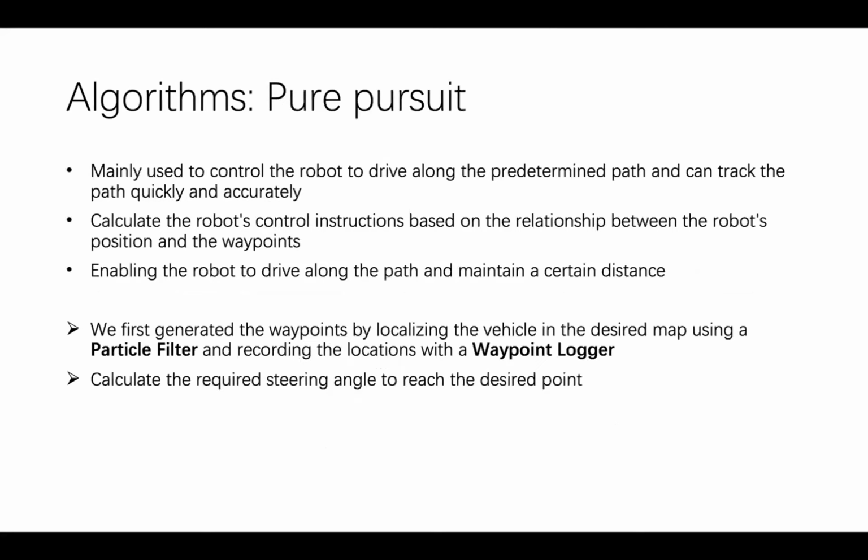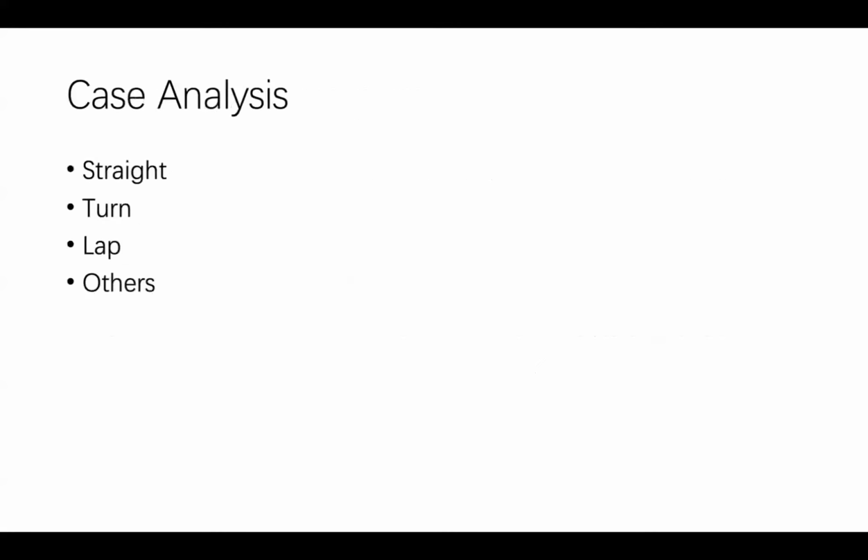And the fourth algorithm we implement is pure pursuit. It's mainly used to control the robot to drive along a predetermined path and can track the path quickly and accurately. How we achieve this is we calculate the robot's control instruction based on the relationship between the robot's position and the waypoints, and we enable the robot to drive along the path and maintain a certain distance. We first generate the waypoints by localizing the vehicle in a designed map using a particle filter, and we record the location with a waypoint logger. And we calculate a required steering angle to reach the desired point.